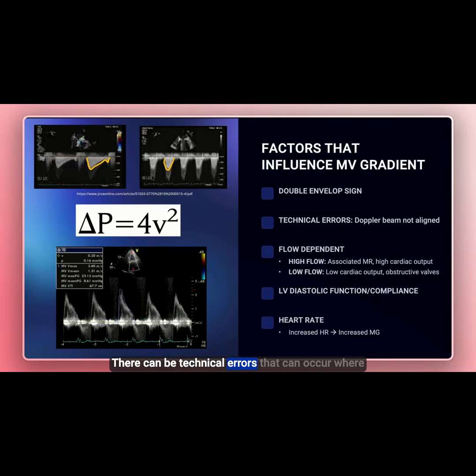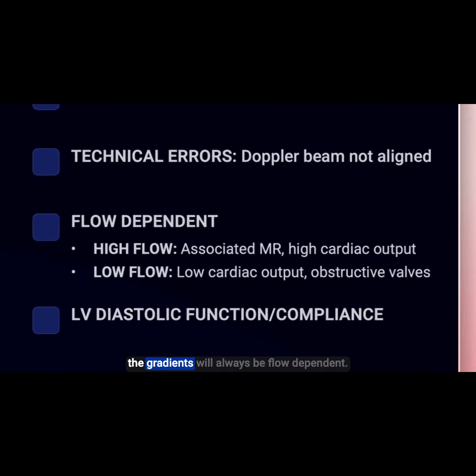There can be technical errors that can occur where your Doppler beam is not properly aligned that can give you inaccurate gradient measurements. Remember, when you measure any gradients, the gradients will always be flow dependent. High flow states, and in this case with associated significant mitral regurgitation or high cardiac output, will increase this gradient artificially. Low flow states, where you have low cardiac output, or even obstructive valves like severe aortic stenosis, will lower that gradient, even if valve stenosis is more severe.